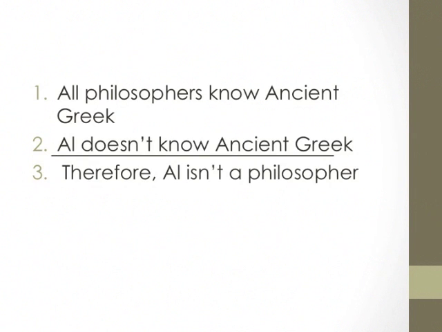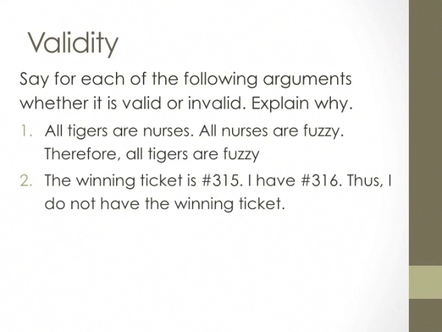Now, does this argument have a counterexample? 1. All philosophers know ancient Greek. 2. Al doesn't know ancient Greek. 3. Therefore, Al isn't a philosopher. Now, this argument doesn't have a counterexample because it is a valid argument. And we'll later learn some techniques for determining validity. Some exercises. Now, say for each of the following arguments whether it is valid or invalid, and explain why.